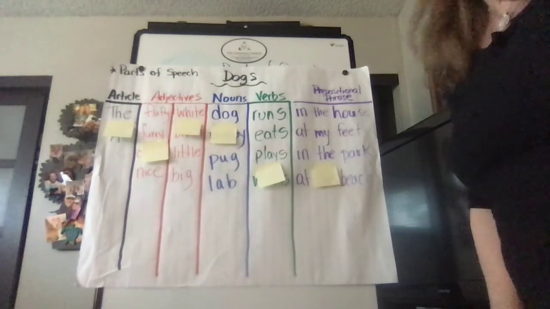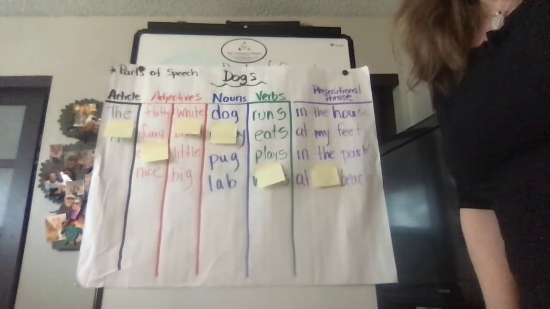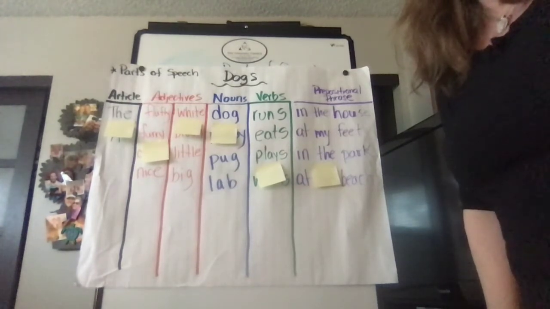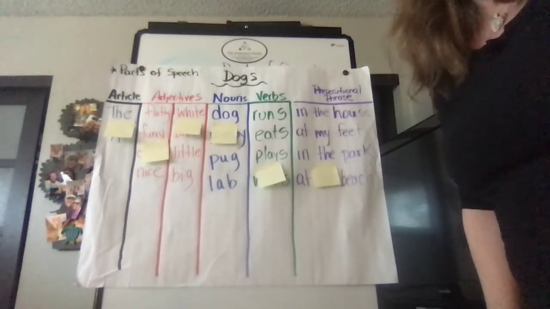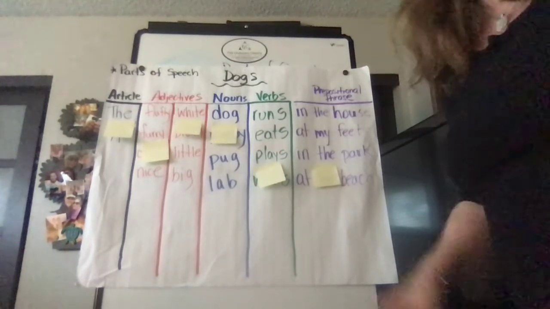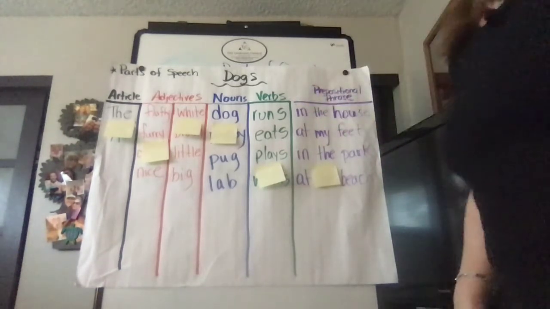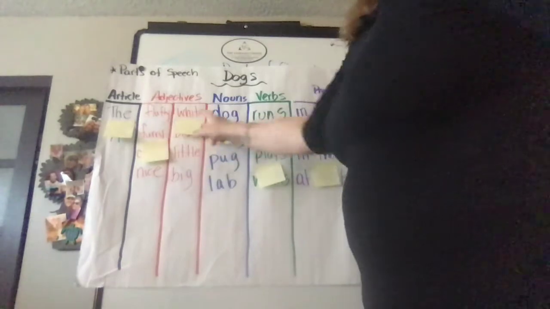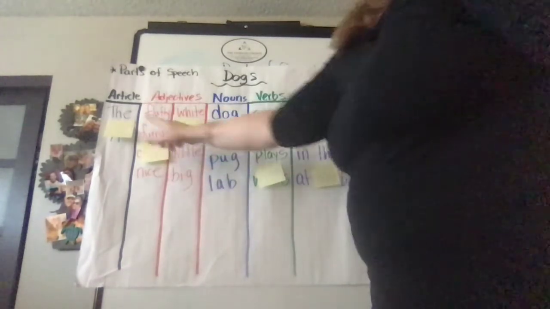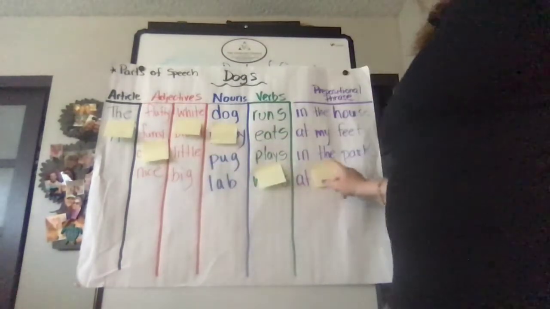This is actually a GLAD strategy that we use, which is Guided Language Acquisition and Design, and I was trained in that years and years ago, and I use a lot of these charts in class to kind of help them. It's fun, it's interactive, and it also helps them to make a sentence. So let's do that one more time. The furry white dog plays in the park.